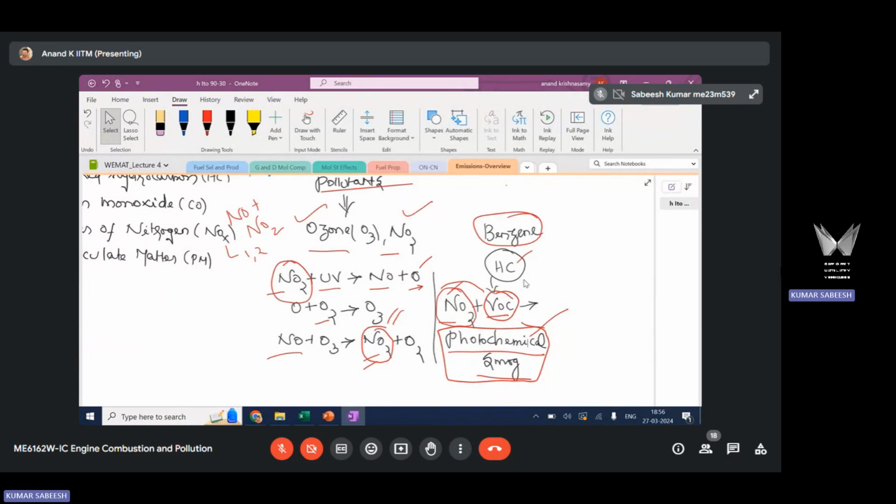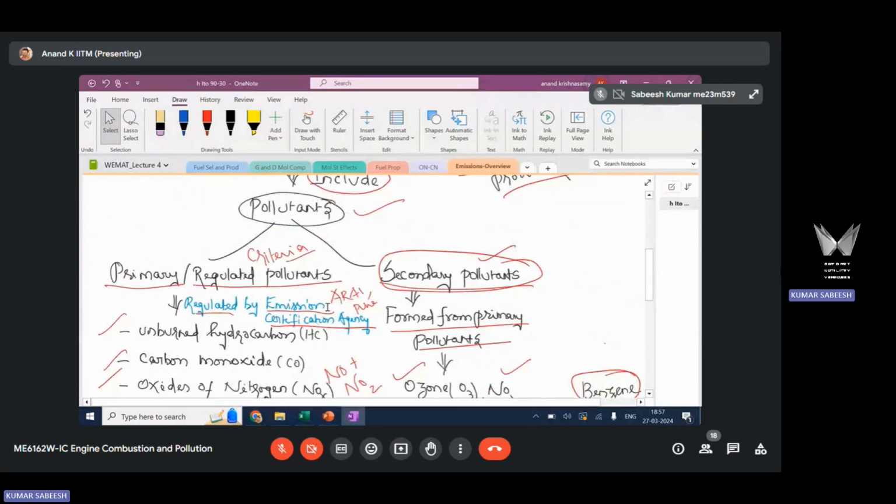So primary pollutants released from the engine tailpipe lead to other pollutants that are formed at ground level itself. Ozone, NO2 and smog are formed at ground level itself. The source for this is the primary pollutant. Okay, that's why these are categorized as secondary pollutants, which are formed from the primary pollutants. It's time up, I stop here. If you have any questions, I can take them.